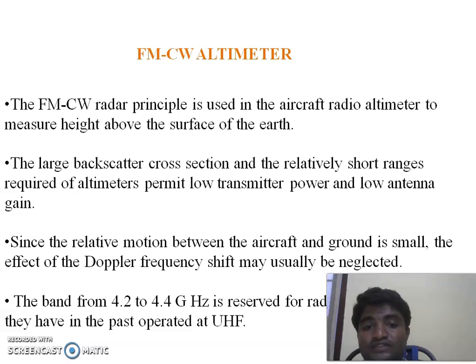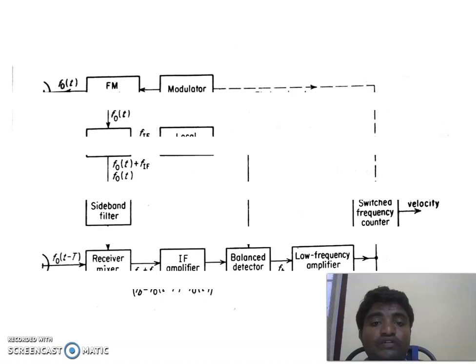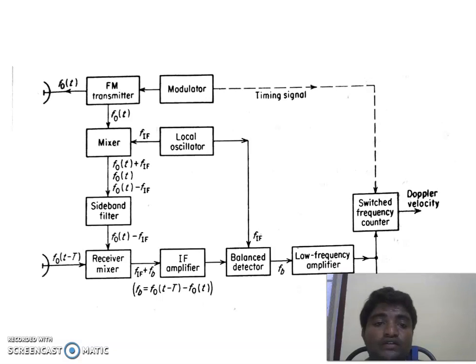Because of the large backscatter cross section and relatively short ranges, these types of altimeters require low transmitter power and low antenna gain. The relative motion between the aircraft and the ground is small, and the Doppler frequency shift can be neglected. The frequency range reserved for altimeters is 4.2 GHz to 4.4 GHz. And we will see the block diagram of the FMCW altimeter.